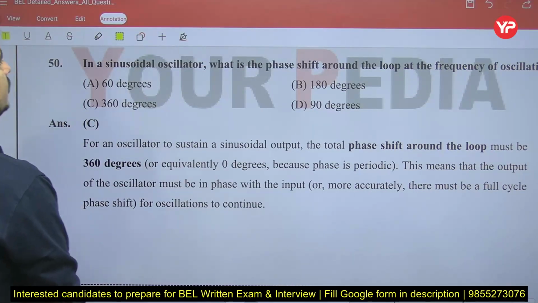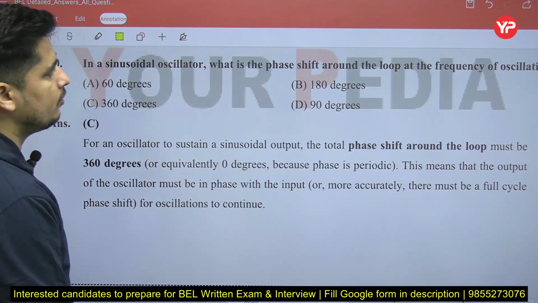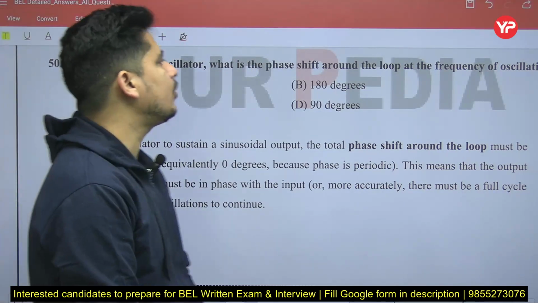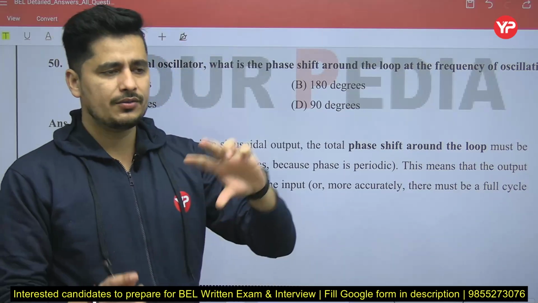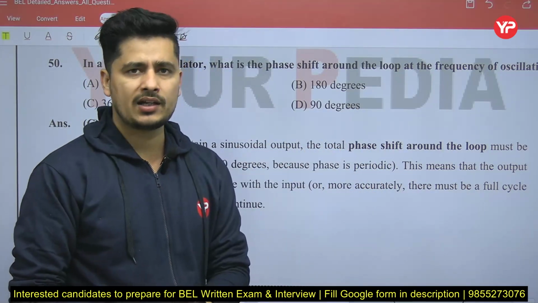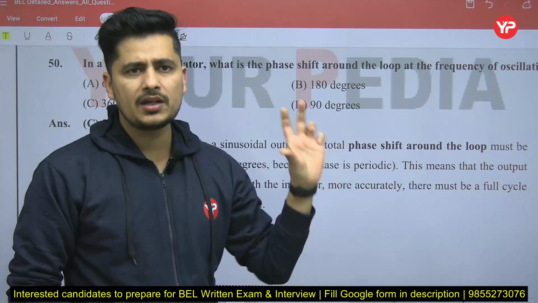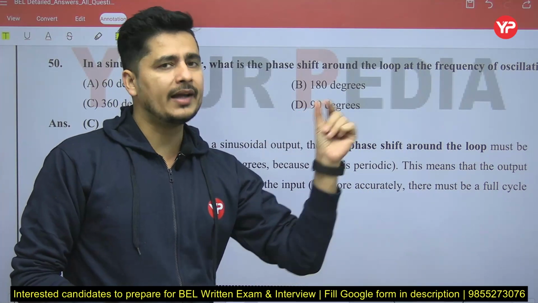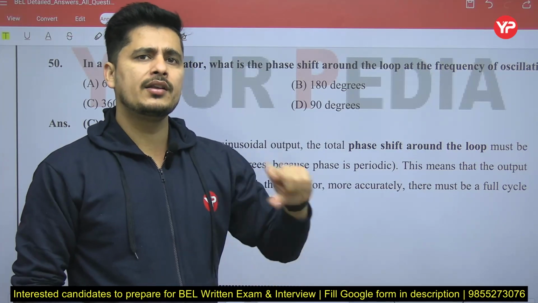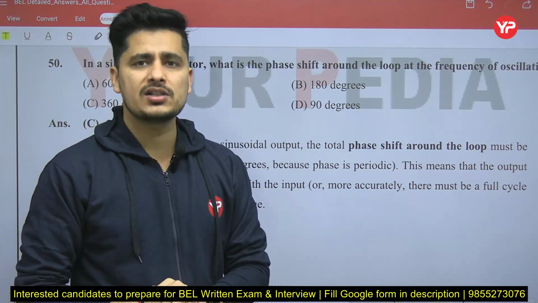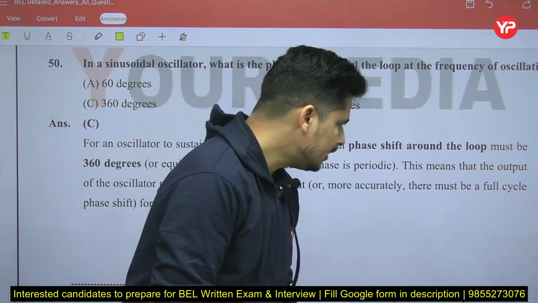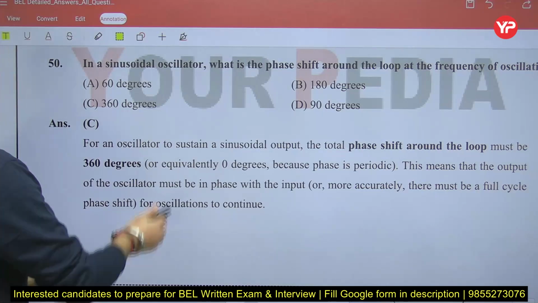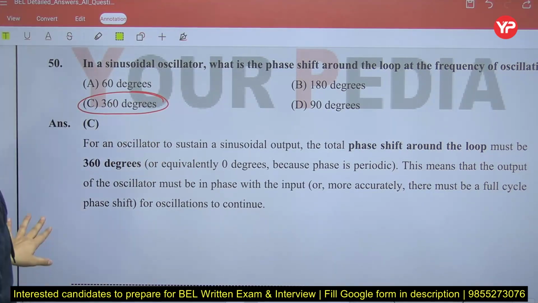In a sinusoidal oscillator, what is the phase shift around the loop at the frequency of oscillation? As I already told you in the starting, if you have an oscillator working at a frequency of oscillation, the gain around the loop should be equal to 1 or a little bit higher than 1, and the phase change around the loop will be 360 degrees. That is the Barkhausen criterion. So if it is working at the frequency of oscillation, then it will be 360 degrees around the loop.